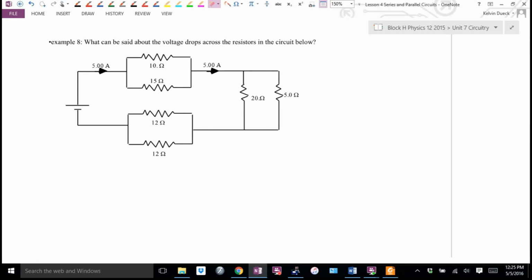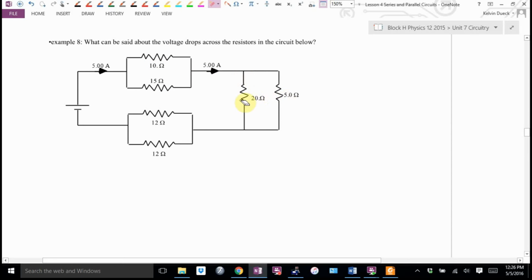Spence, you ready? I always want to try and find total current first. Did they tell me total current? Yes. Okay, this question's going to fall apart. I always have that confidence. How many amps are there going through this circuit? 5. Right here, 5. Do I know how they split up here? No. Come back to it.